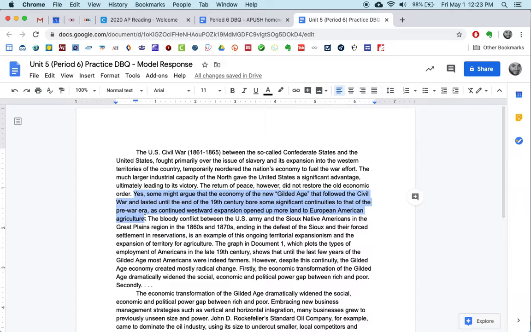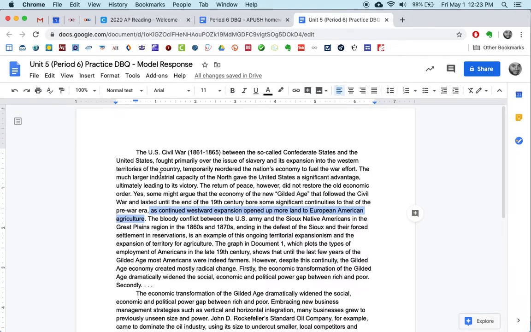That's my counterclaim. Remember, I don't just stop there. This is a mistake that a lot of students make in my experience reading DBQs. That's not a counterclaim. That's just suggesting that there's another side to the argument, but it's not at all exploring that other side. You have to explore one claim that somebody might make in support of an argument that it was mostly continuity. And that's what I do with this part here. One example of continuity is continued westward expansion, which opened up more land to European American agriculture.